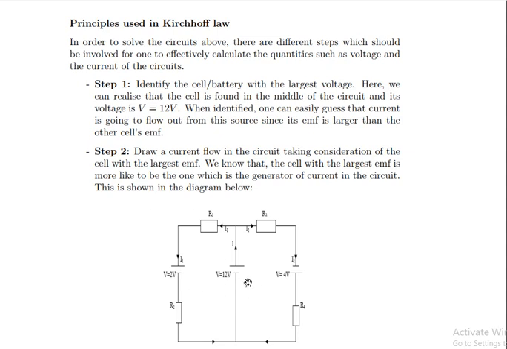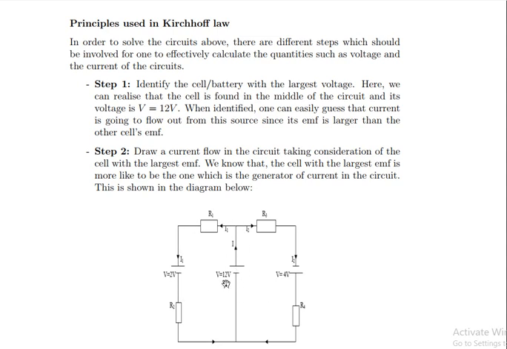We see that the cell with the largest voltage here is going to be this cell here, V equals 12 volts. That's step 1 completed. Step 2. When you've identified the voltage here, you can now draw current moving from that source. Since this has the highest voltage, it is much more probable that it is this particular cell that's going to generate the current in the circuit.